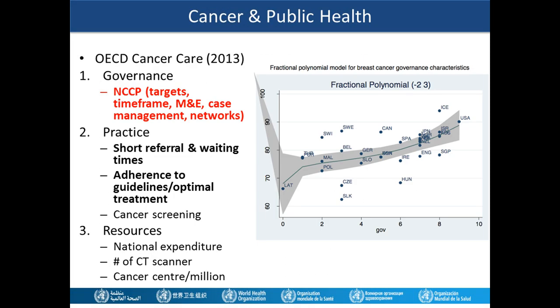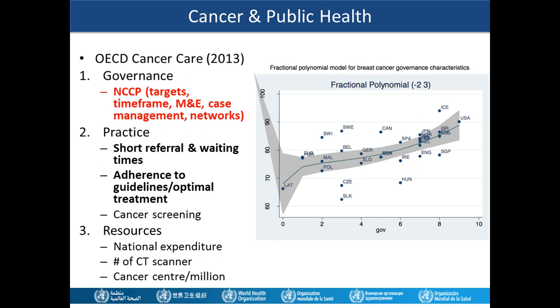But before getting into some of the details, this slide, I know some of you have seen this before, but I think really highlights how important plans are. The OECD in 2013 did a review of why there are differences in breast cancer outcomes between the OECD countries. And they looked at over 15 variables that could explain that variation. For example, why are outcomes better in the US compared to Latvia?